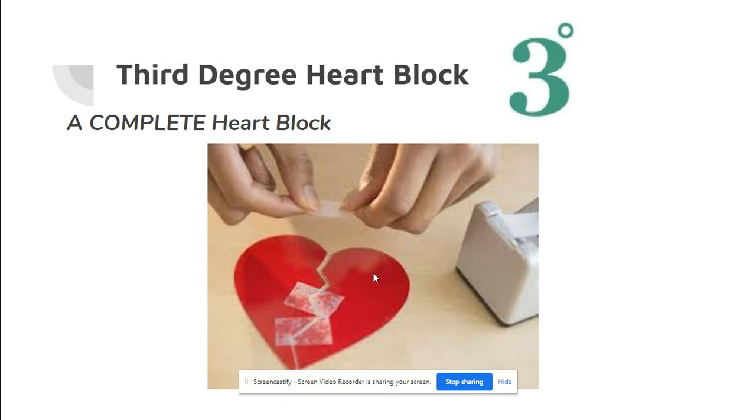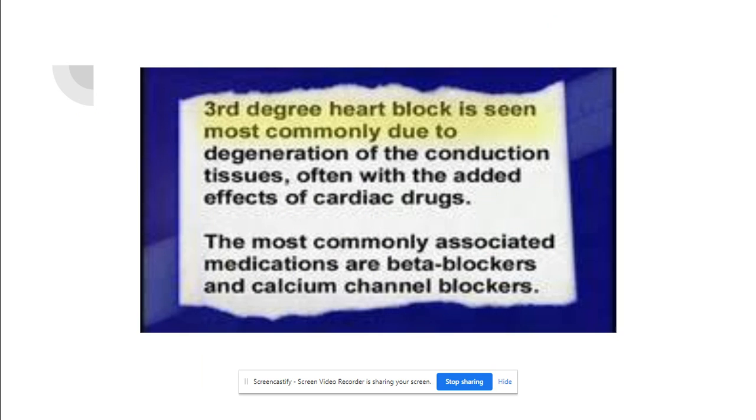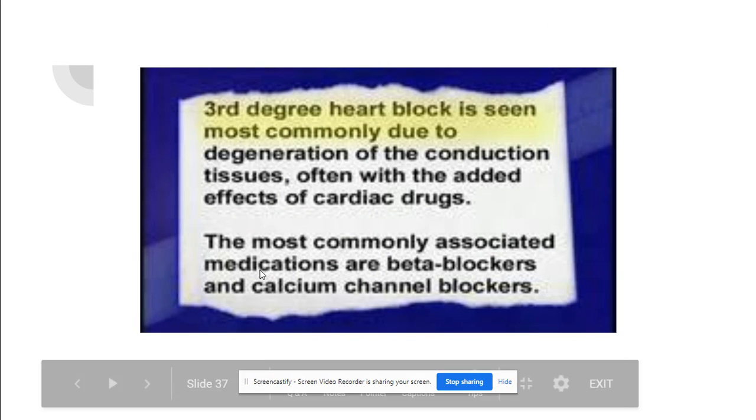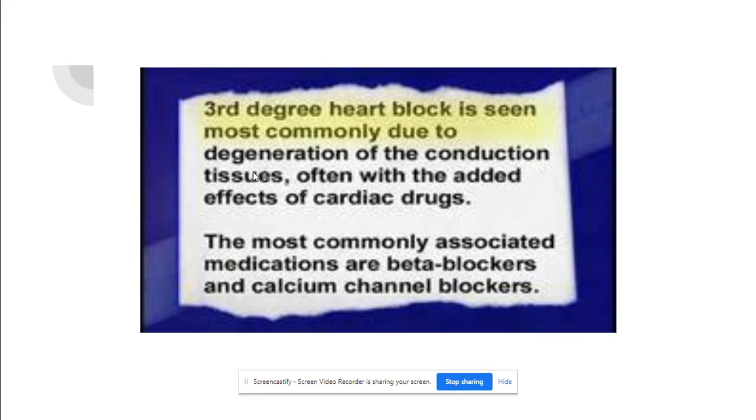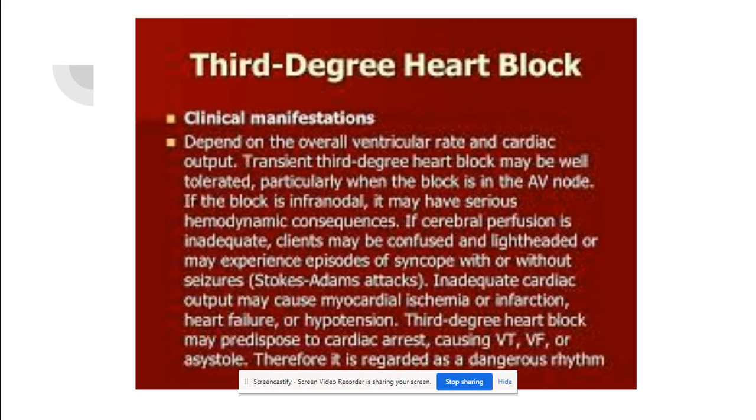Okay, and then third degree or complete heart block. Third degree heart block is seen most commonly due to degeneration. That degeneration could be the result of disease or a previous heart attack or cardiac drugs like beta blockers and calcium channel blockers.